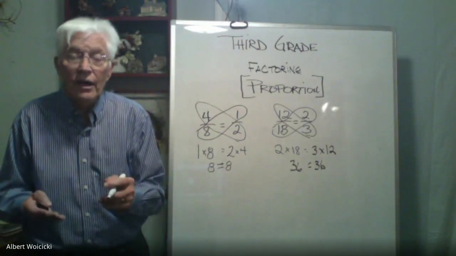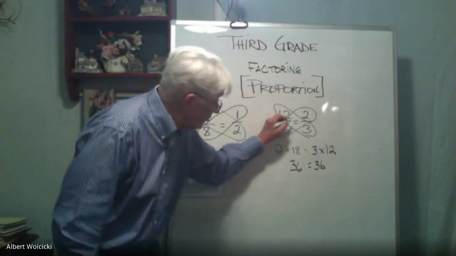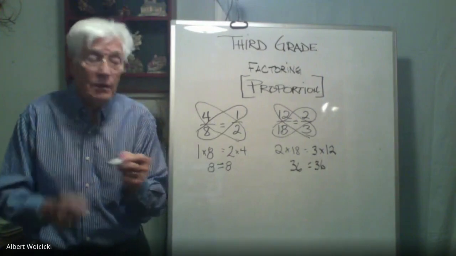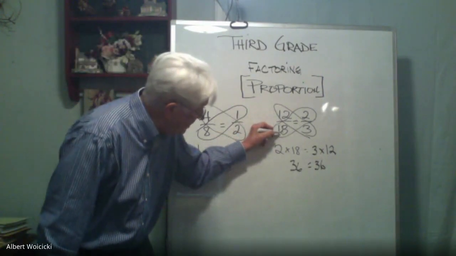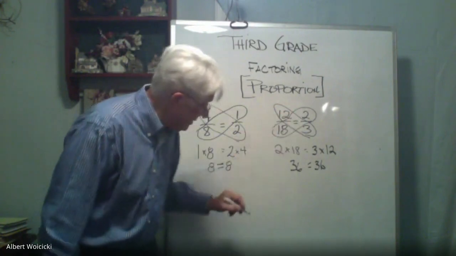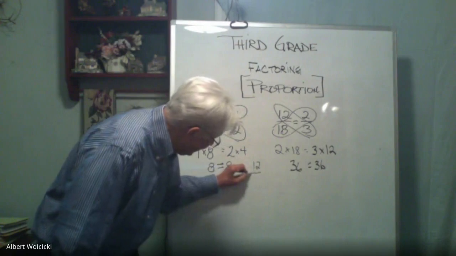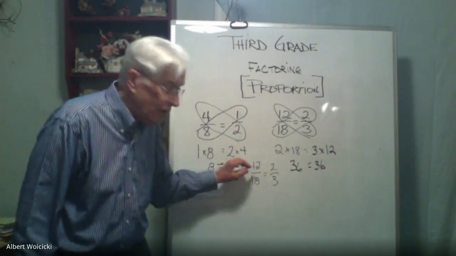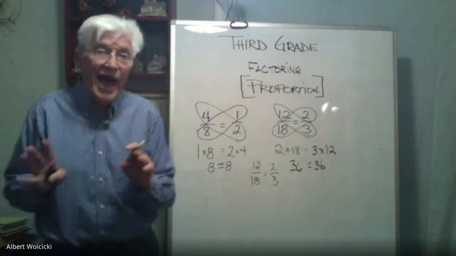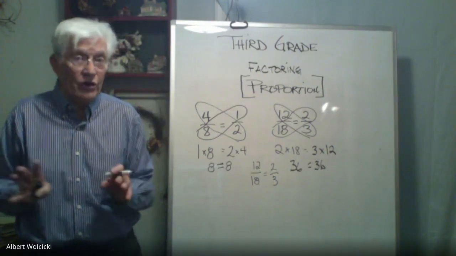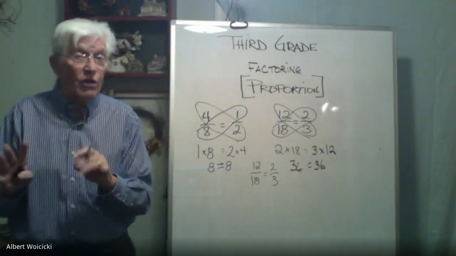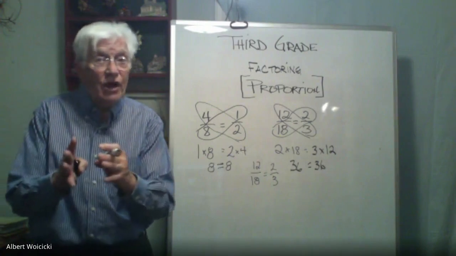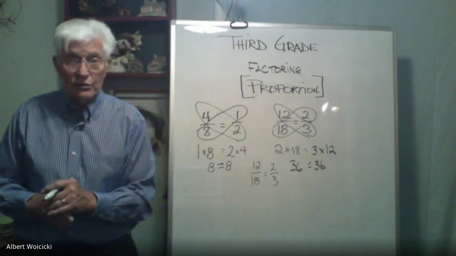They're both 36. That means we've reduced that fraction correctly, and we now have a proportion. 12 is to 18 as 2 is to 3. Now look at this, folks. I don't want to leave without showing you one more piece of magic. Let's take a look at this real closely because this is going to help your student next year when we start to add fractions together.